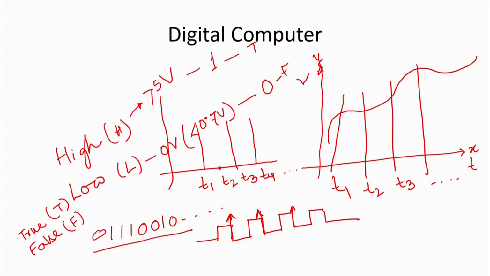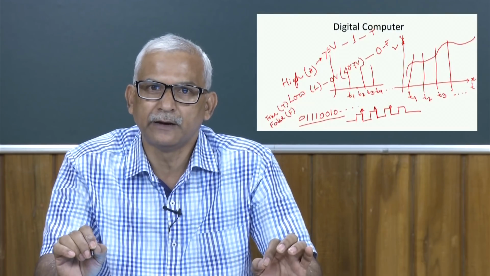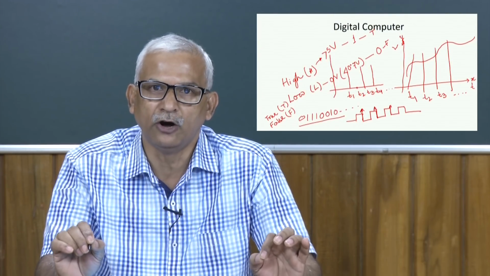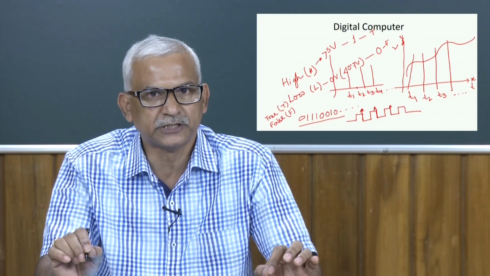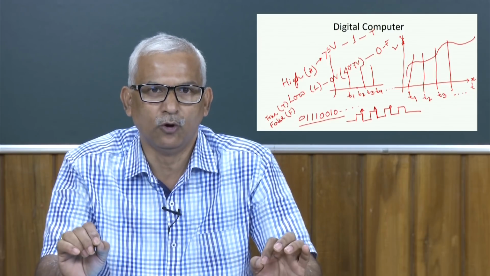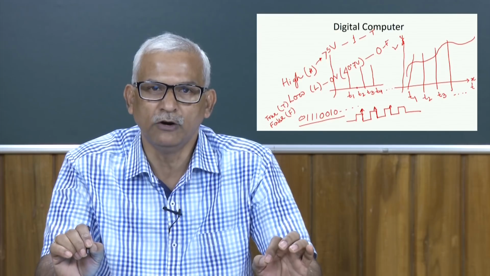So, in case of digital computers, we are going to work with discrete signals. Values of a discrete signal may be high or low. High values will be represented by 1 or true and low values will be represented by 0 or false.